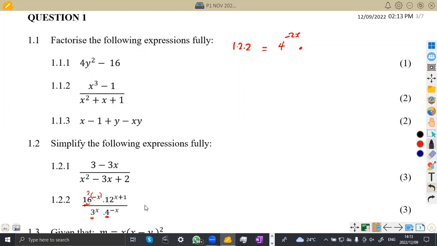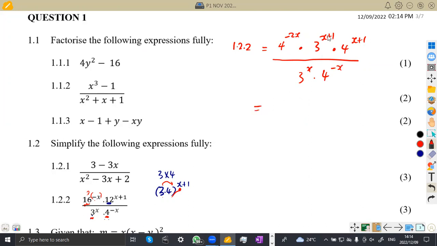Multiplied by, we can check here, we've got 12. So let's write 12 in terms of 3 and 4. That's 3 times 4. All right. So writing 12 to the exponent of x plus 1 is the same as 3 times 4 to the exponent of x plus 1, knowing that each and every number is supposed to be affected by the exponent of x plus 1. So it is going to be 3 to the exponent of x plus 1. We also affect 4. So it's going to be 4 to the exponent of x plus 1. Everything over 3 to the exponent of x and 4 to the exponent of minus x. So these are in simplest form since we have got 4 on top, we've got 3 on top.